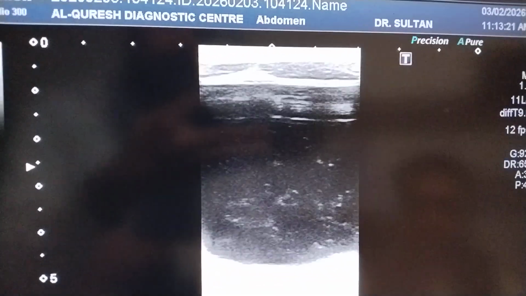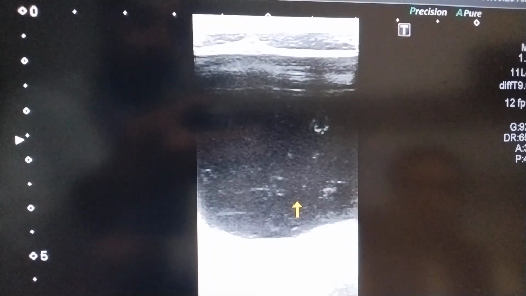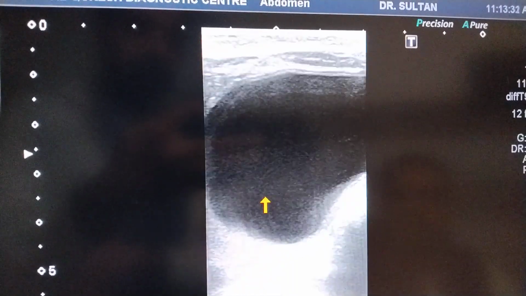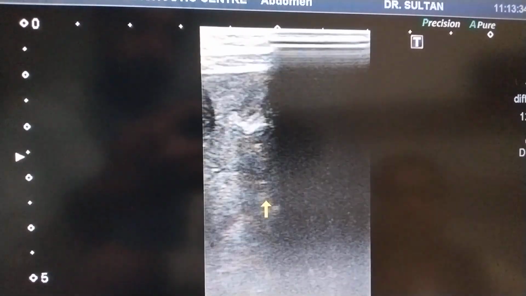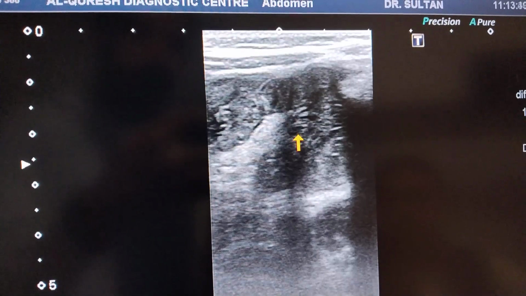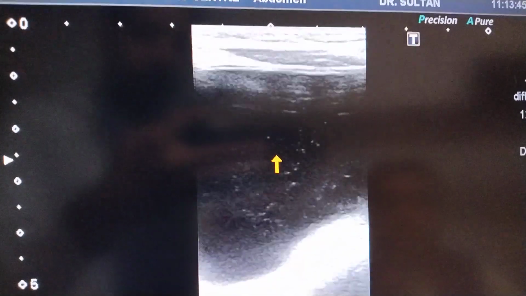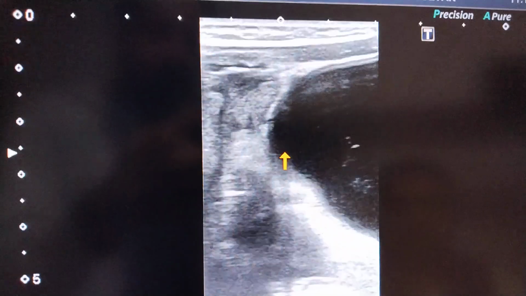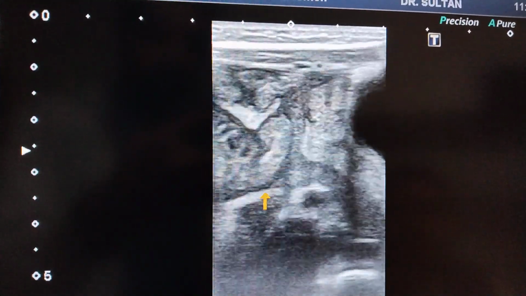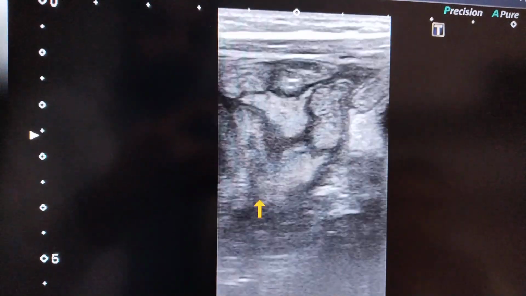This is the urinary bladder that is having a little bit of debris, and this is the left iliac fossa showing the small bowel loops. And now I am going toward the right iliac fossa, and this is the distal ileum which is present in the right iliac fossa and the pelvic region.